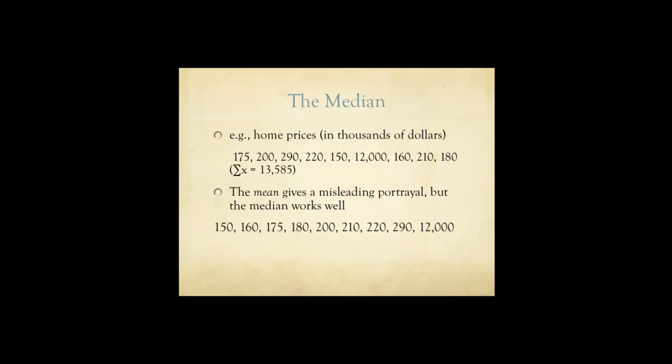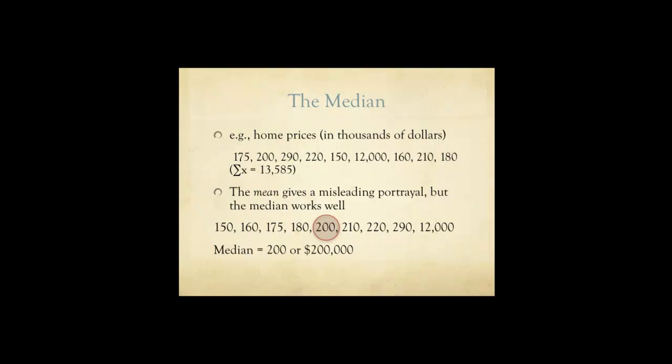So I go 150, then 160, 175. I took that jumble of home prices and added up from lowest to highest. All right, and to get the median from there, we just pick the one in the middle. And I did this, and there it is. 200,000 is the middle score. So the median tells us that the average home price is $200,000.